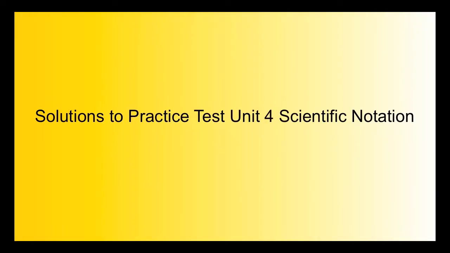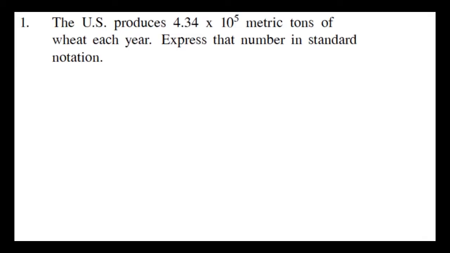So here's video solutions to the practice test unit for scientific notation. The U.S. produces 4.34 times 10 to the fifth metric tons of wheat each year. Express that number in standard form.